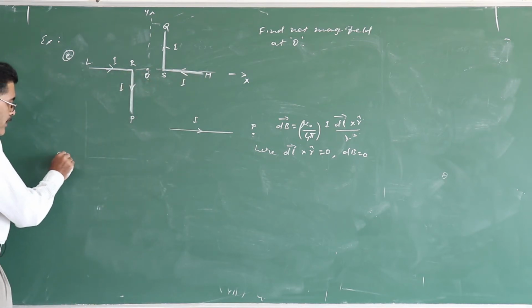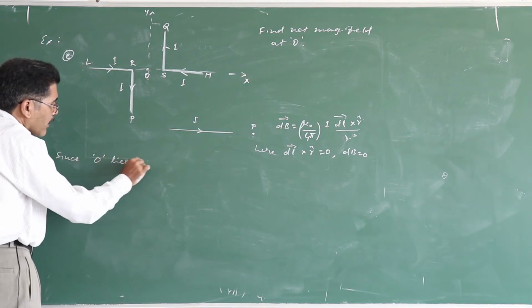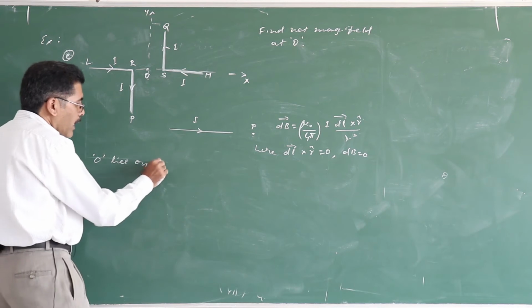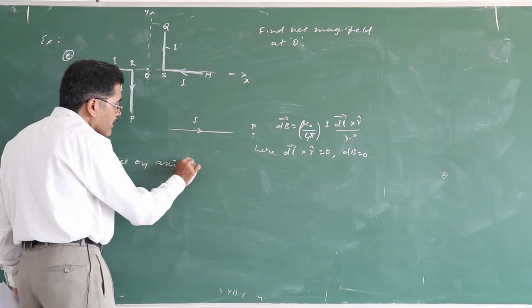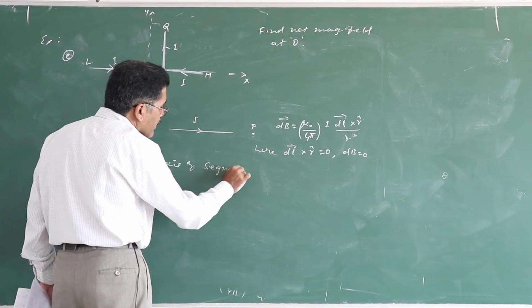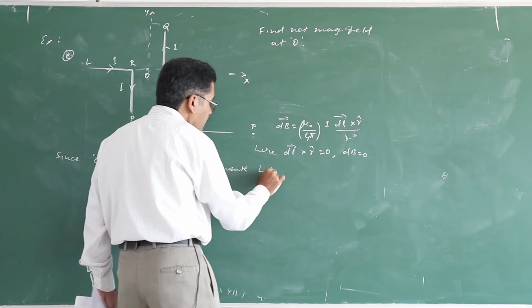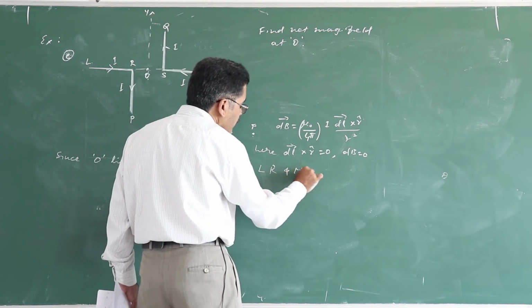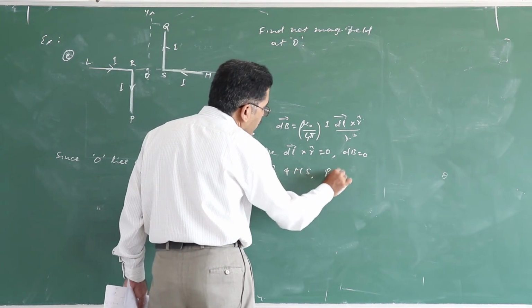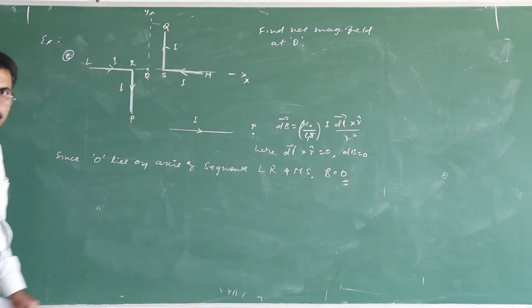Since O lies on the axis of segments LR and MS, the magnetic field due to them is 0.